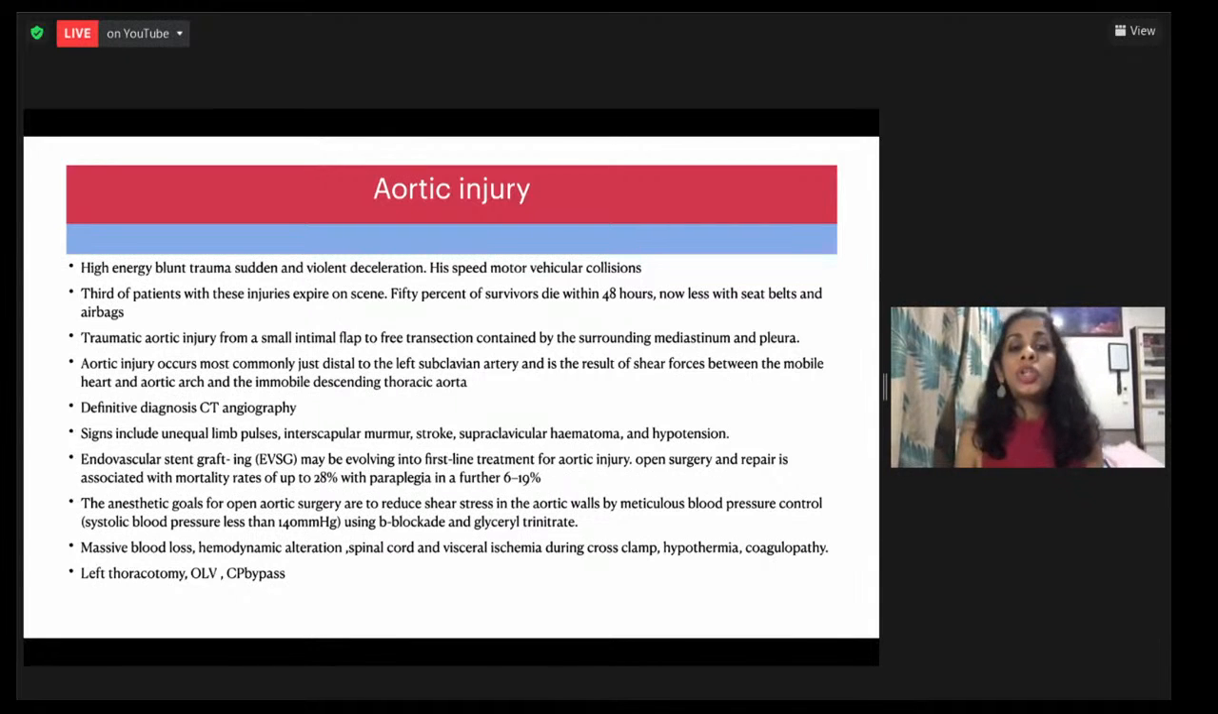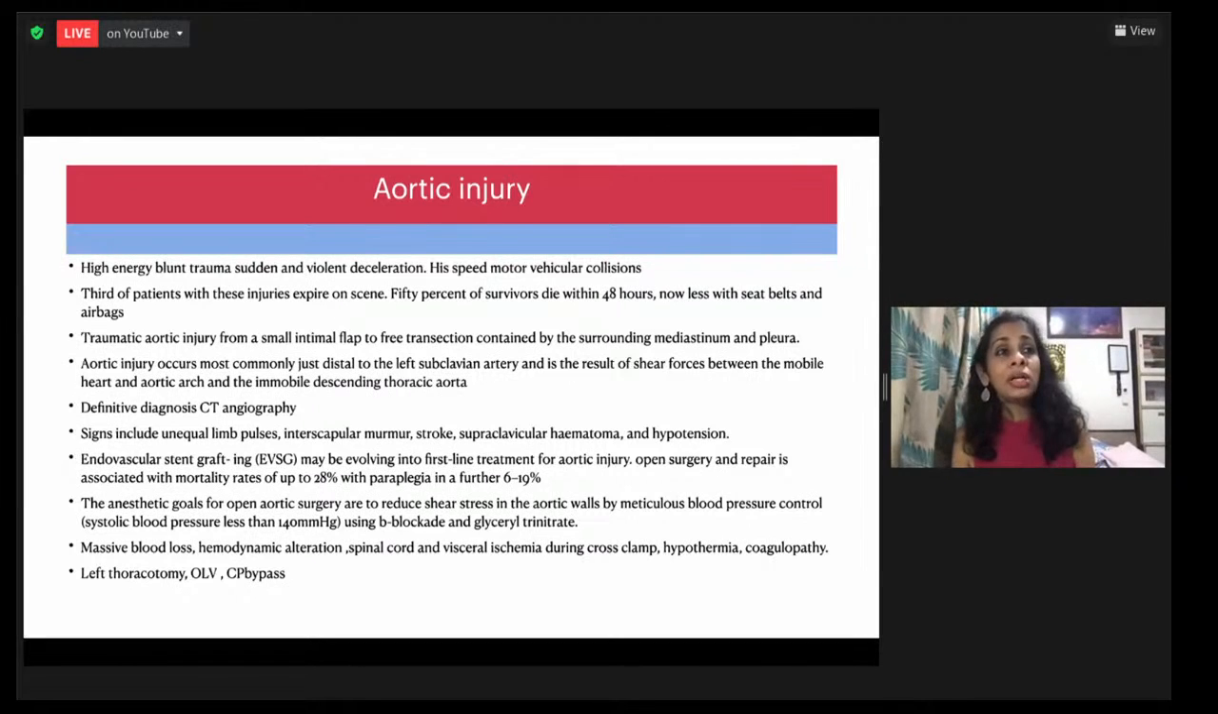Now, the definitive diagnosis is by CT, because the patient may come in looking normal. The hematoma is contained by the mediastinum and the pleura. Or sometimes the patient may come with a stroke, or with unequal pulses. So we kind of miss this aortic injury. But how do we make sure that we have a high suspicion of this injury? When you have the first, second, and third rib fractured, then you should keep in mind that there could be a chance of aortic injury also.